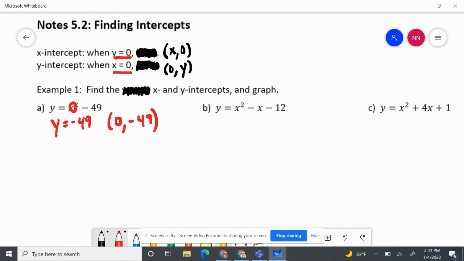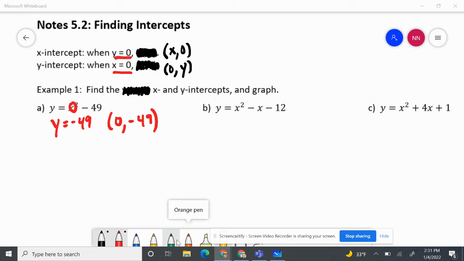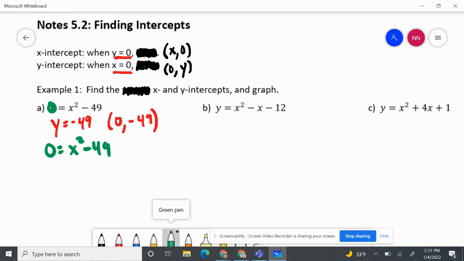Next thing that I'm going to do is find the x-intercept. Now, when I'm finding the x-intercept, I'm going to plug a 0 in for the y. So what I have is 0 equals x squared minus 49.